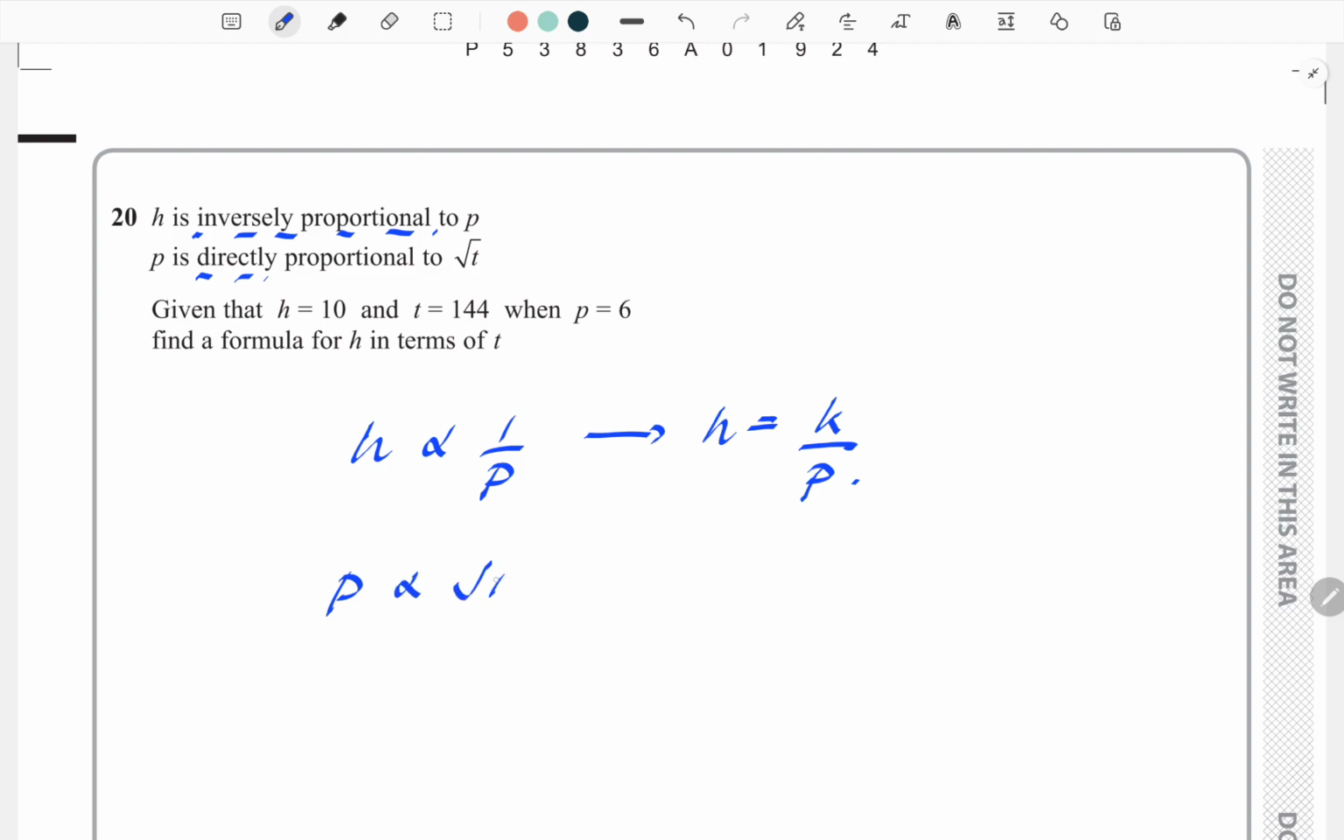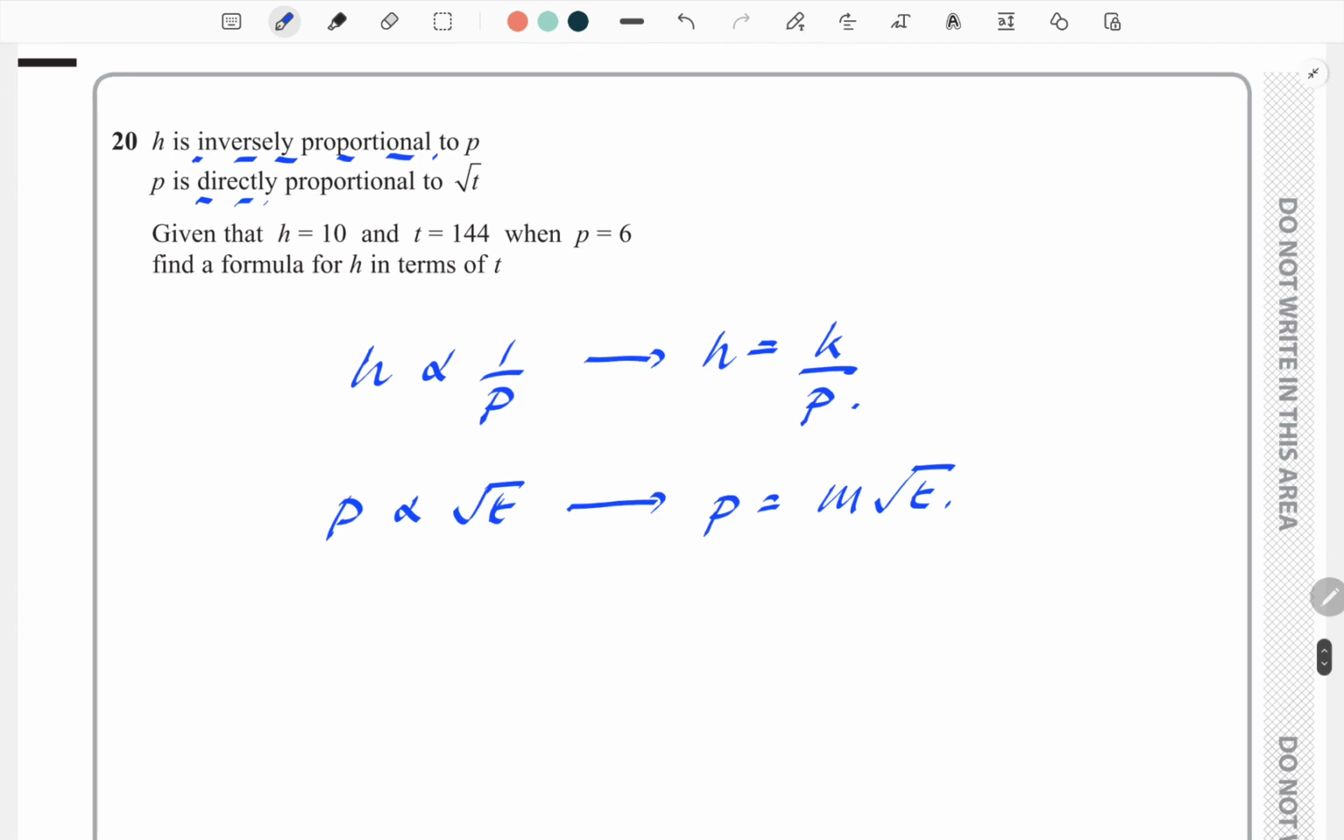So, like that. And that again can be turned into, now this time, instead of using K, I'm going to use a different letter, just so that we can keep them separate. All right. And that is P equals m times square root of t, like that. All right, and we've got a set of numbers that we can use to work out what those k's and m's and all these things mean. All right, so the first one, let's work out the h and therefore the k.